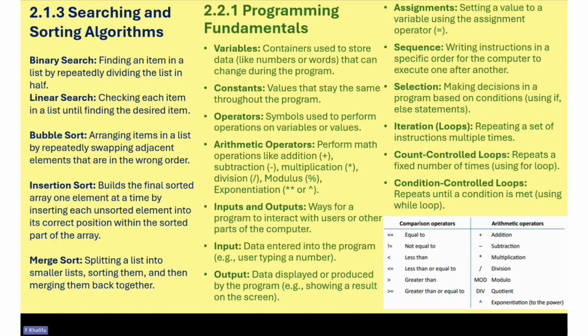We have constant values that stay the same throughout the program. For instance, if I have the value of VAT or pi within a program, it's not going to change while the program is running. We have operators, symbols used to perform operations on variables or values. So at the bottom right, you can see we've got comparison operators. We've got two equal signs here, which is equal to, and the exclamation mark there is not equal to, then less than or equal to, greater than or equal to.